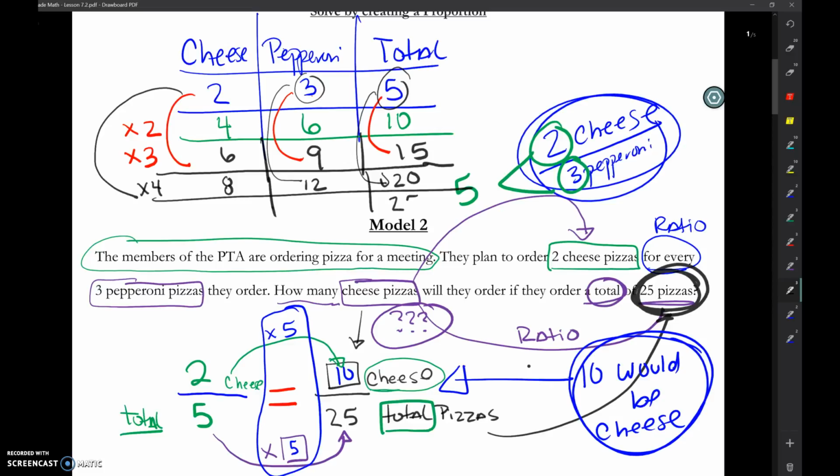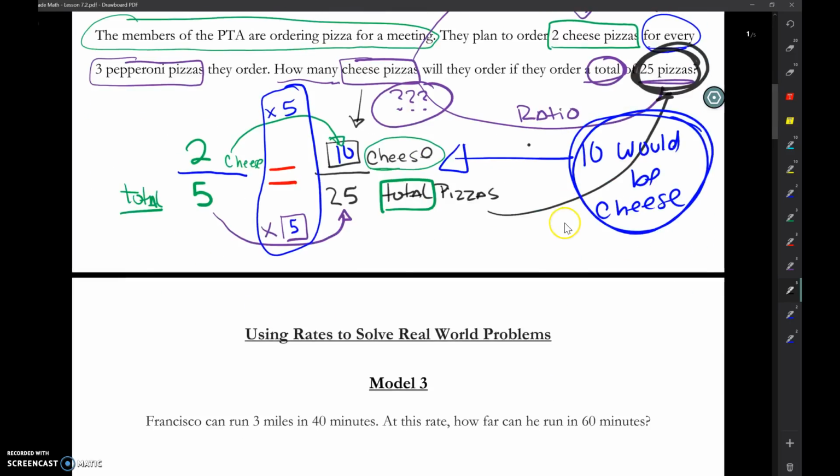And so the next one would be 25. This one would be 15. And this would be 10. Times 5, times 5, and times 5. And so we got our answer here.